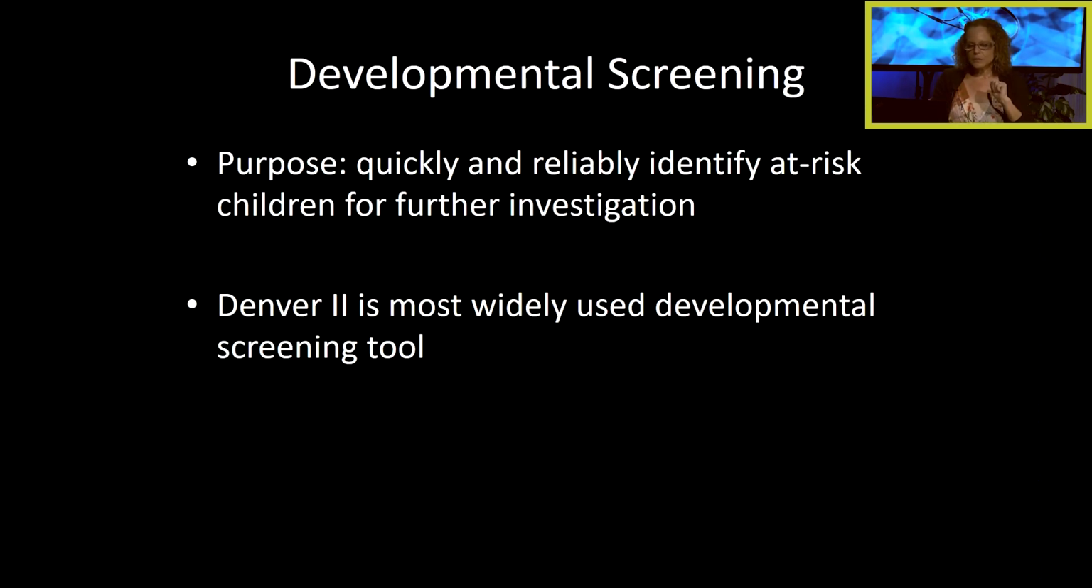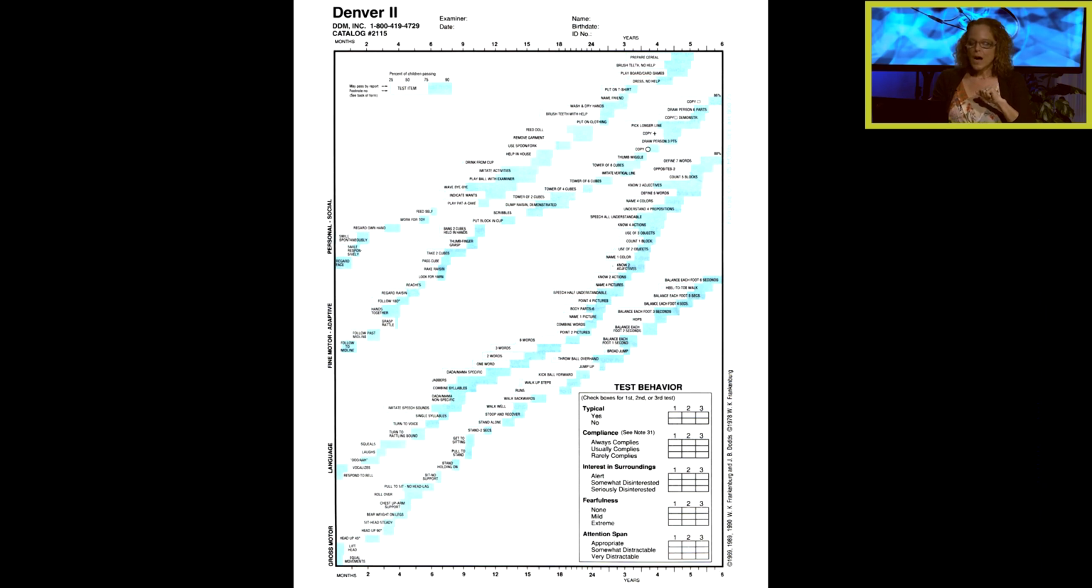There are other types of developmental screenings. The purpose is to quickly and reliably identify at-risk children for further investigation. The Denver 2 is one of the most widely used developmental screening tools, and this is what it looks like here. And just like the growth charts, you look at it and go, I don't want to look at it, it looks scary. Well, yeah, it always does at first, but we'll spend some time in lab unpacking it more carefully, and you'll get the hang of it very quickly.